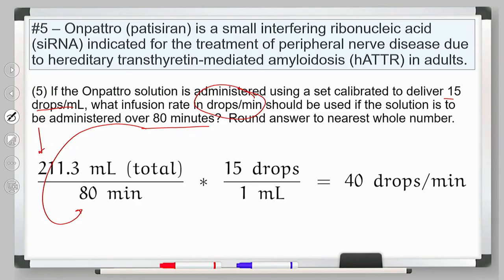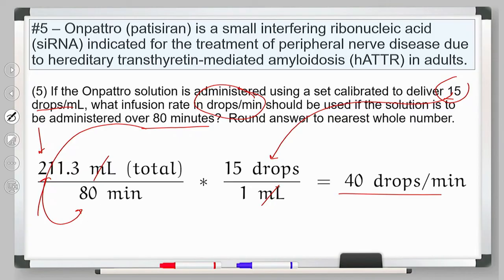Then the last thing to do is convert it to the units you want. We don't want milliliters per minute. We want drops per minute. So I have to factor in the fact that there are 15 drops per milliliter. So if I multiply by 15, milliliters cancel. I do my math, and it ends up being a total of 40 drops per minute to infuse this volume of 211.3 over 80 minutes. And that volume provides me the total dose of the drug that I need at a safe concentration.